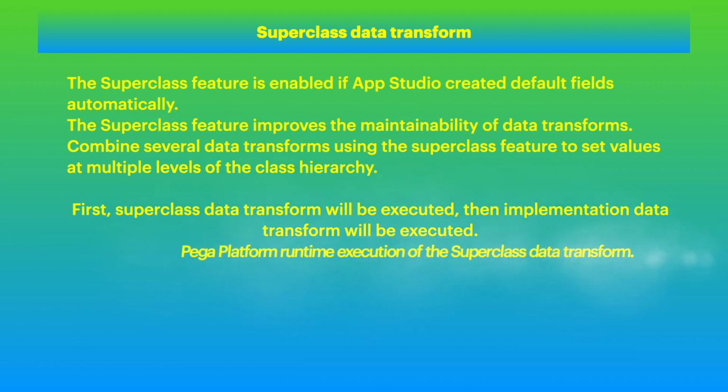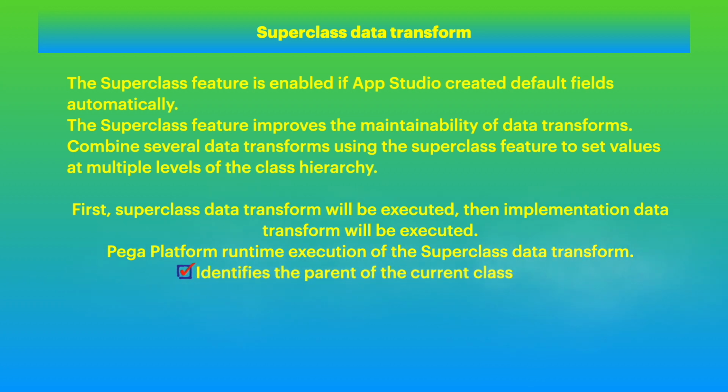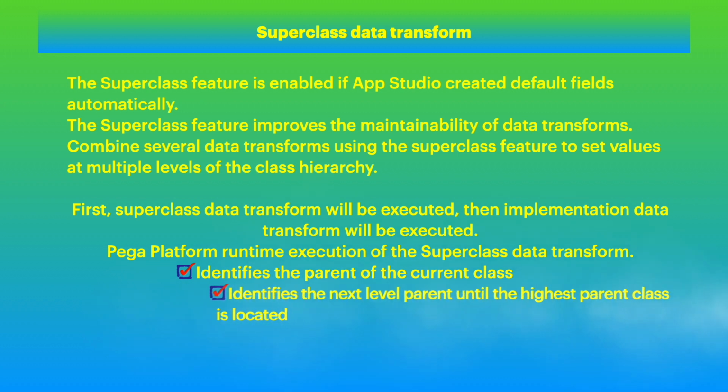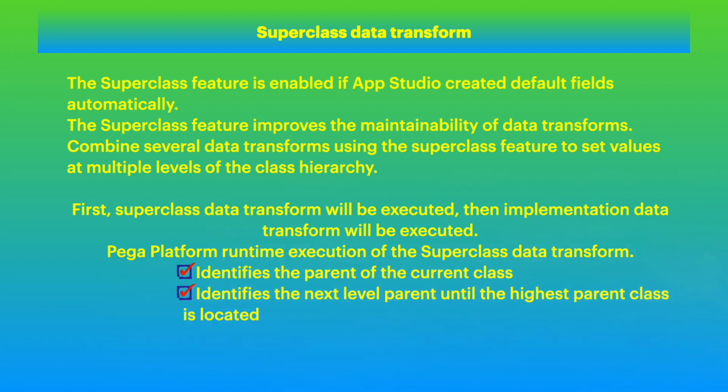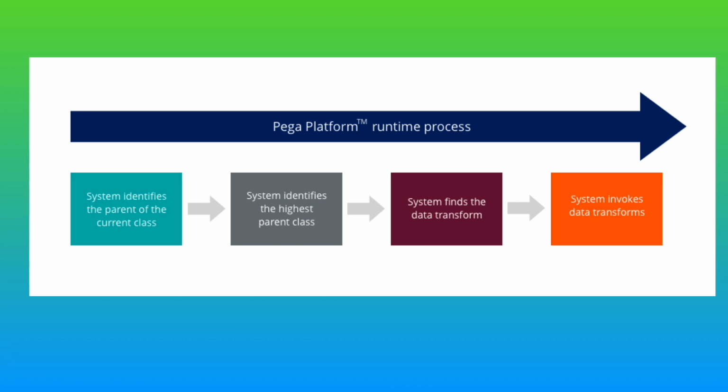Pega Platform runtime execution of the superclass data transform identifies the parent of the current class, then identifies the next level parent until the highest parent class is located. Finds the data transform. Invokes data transforms. The following image explains the runtime process for the superclass data transform.